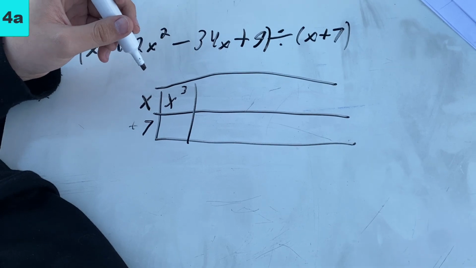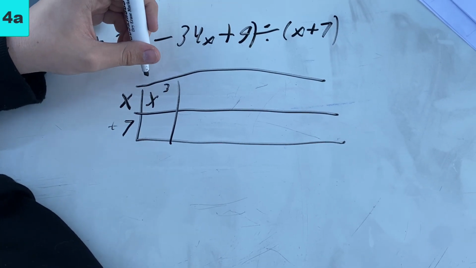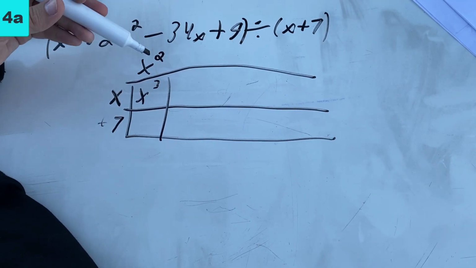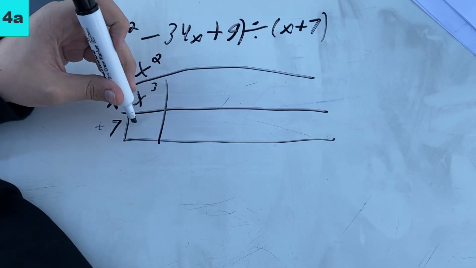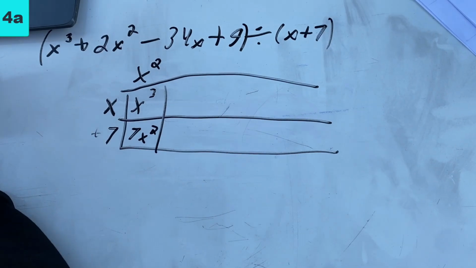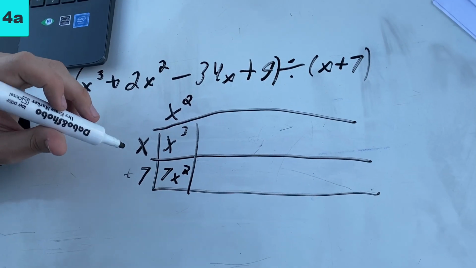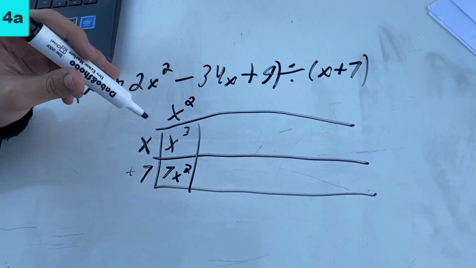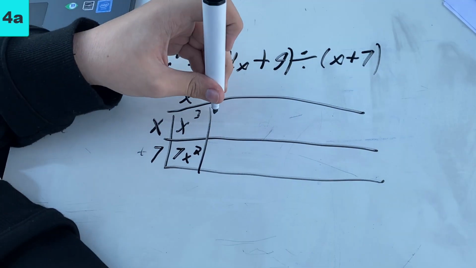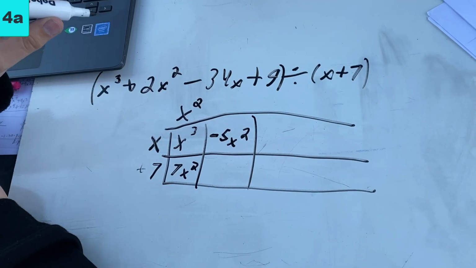So x times something equals x cubed. We know that that is x squared. So with x squared, we can get x squared times 7 is 7x squared. Pretty trivial so far. Now, what we have to do is find our little 7x squared plus or minus whatever equals 2x squared. We know that that is negative 5x squared.